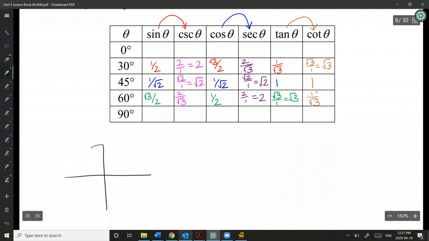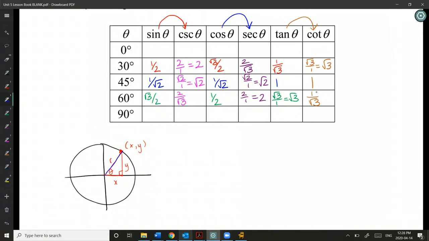I can set up any circle where I have a point (x, y) on the outside of that circle, and I have a radius leading up to that point. So this is our x distance, our y distance, and this is the theta that we need to rotate to get this terminal arm of the radius.